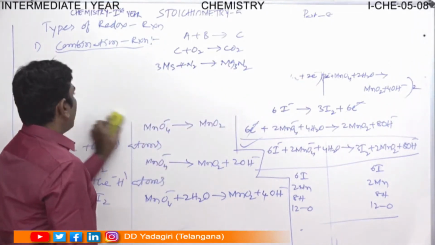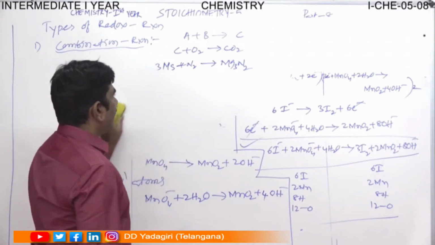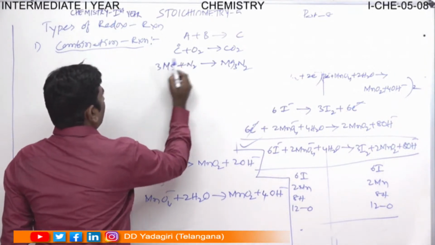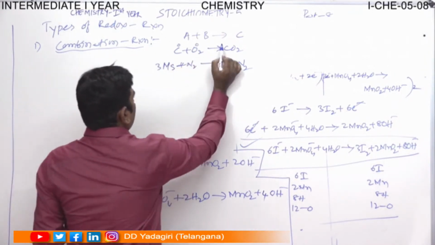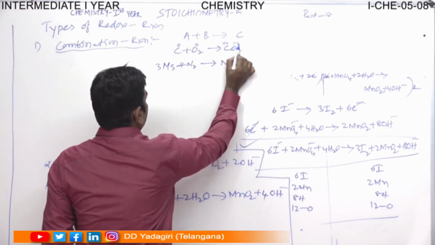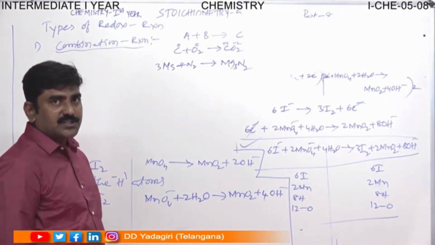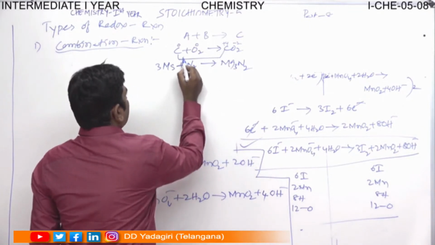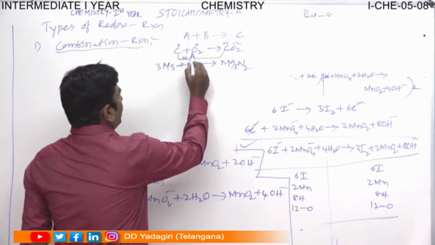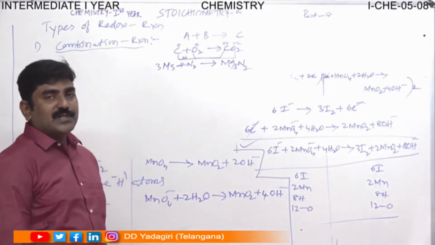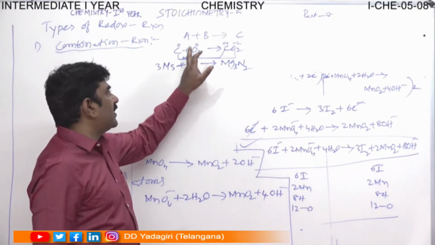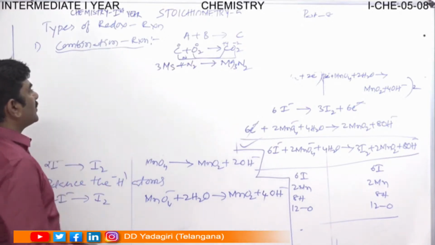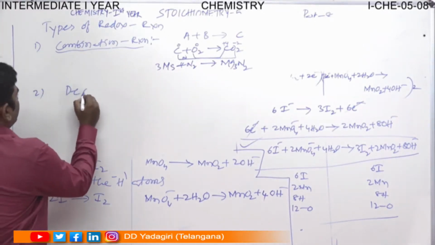Let us check whether this is an example of a redox reaction or not. What is the oxidation state of carbon here? 0. What is the oxidation state of oxygen here? 0. What is the oxidation state of carbon here? +4. Oxygen? -2. So here to here, it is loss of electrons. Loss of electrons means oxidation. Gaining of electrons means reduction. Therefore oxidation and reduction are both taking place. Therefore definitely it is a redox equation, and it is an example of combination reaction. Next one, decomposition.